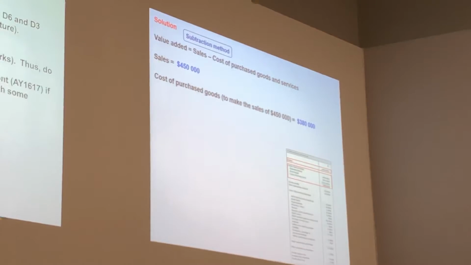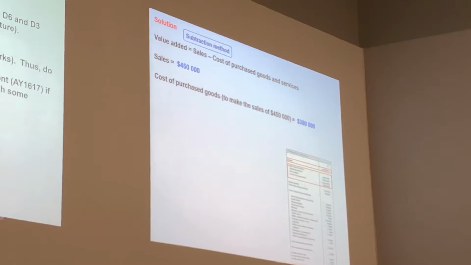This is the most X-rated of all the P&L. It's really very complicated. But in your assessment, very easy one. You don't get freaked out by this P&L. Alright, that's only the goods. Let's look at the services now.